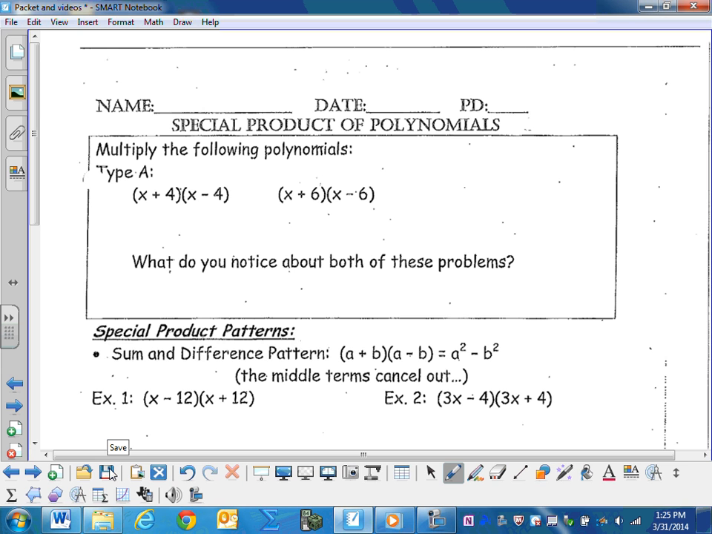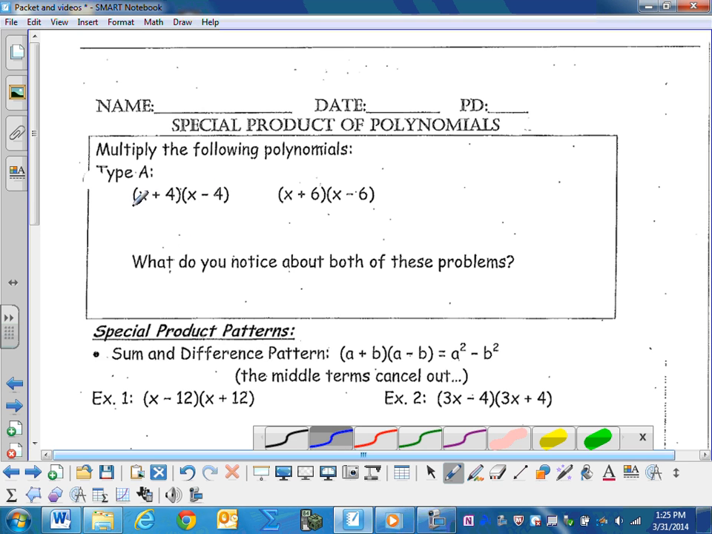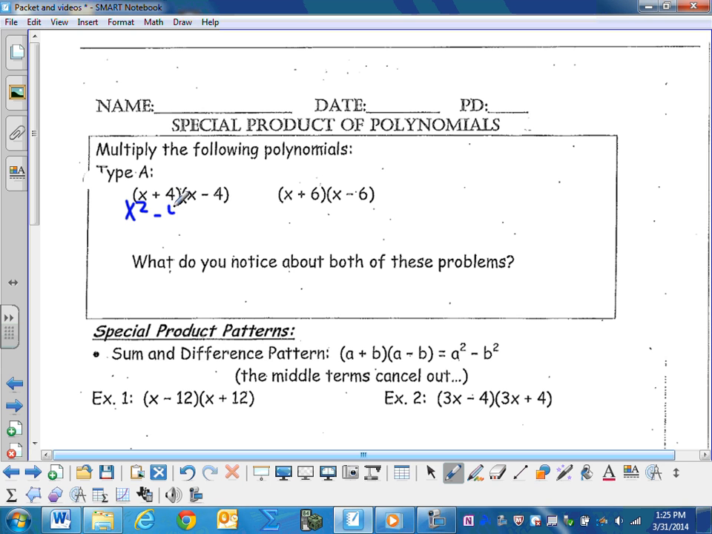Alright, so we're going to multiply the following polynomials. We have x plus 4 times x minus 4. So when we multiply using FOIL, x squared minus 4x plus 4x minus 16. And when we combine like terms, we end up with x squared minus 16. And when we have the binomials x plus 6 times x minus 6, we have x squared minus 6x plus 6x minus 36. And when we combine like terms, that leaves us with x squared minus 36.